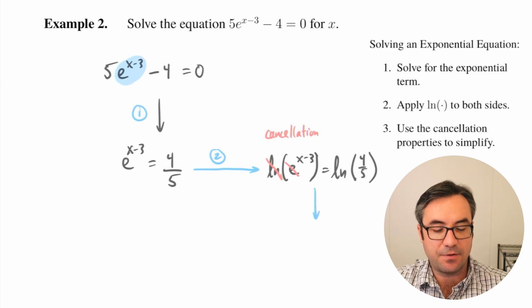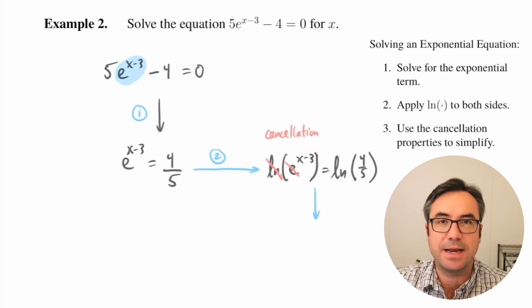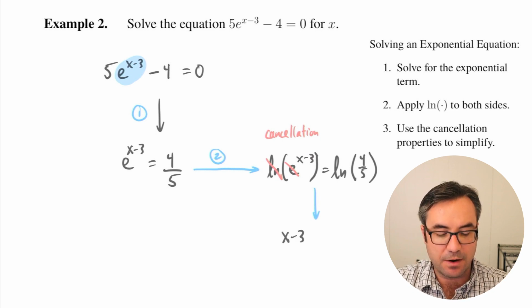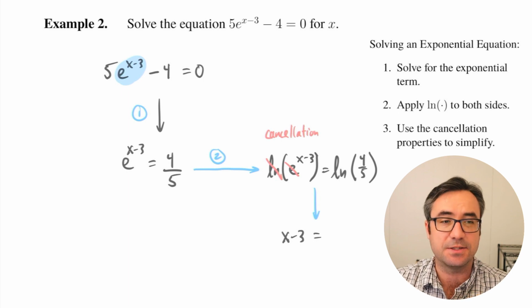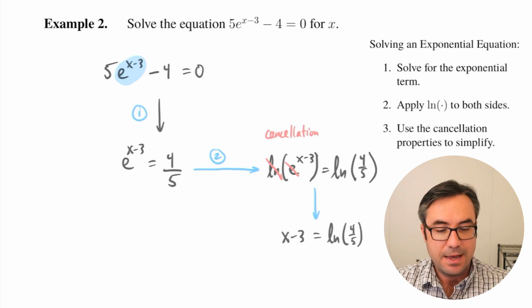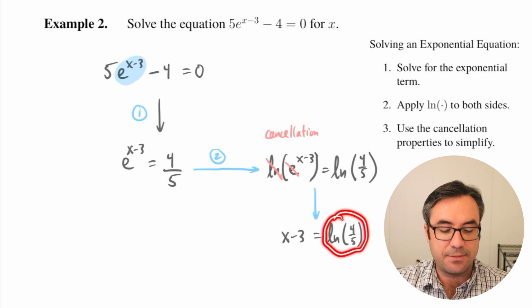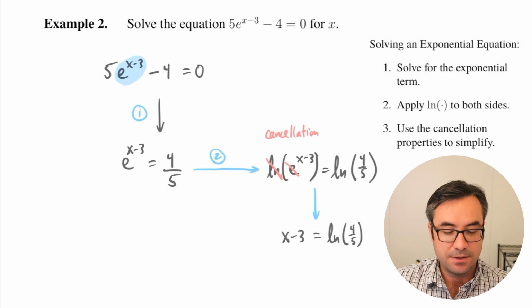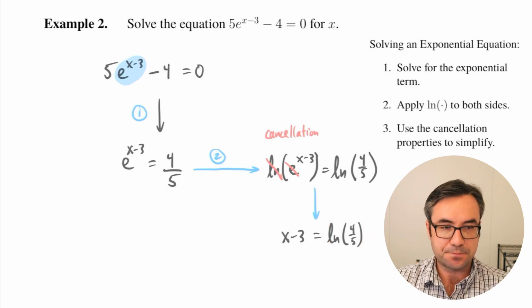over on the left side of our equation, we're still going to have that x minus 3 from our exponent, but now it's kind of on the main level of our equation here. So it's going to be x minus 3 is equal to natural log 4 over 5. And again, even though this looks complicated, just think of this as a fancy number. That's all it is.